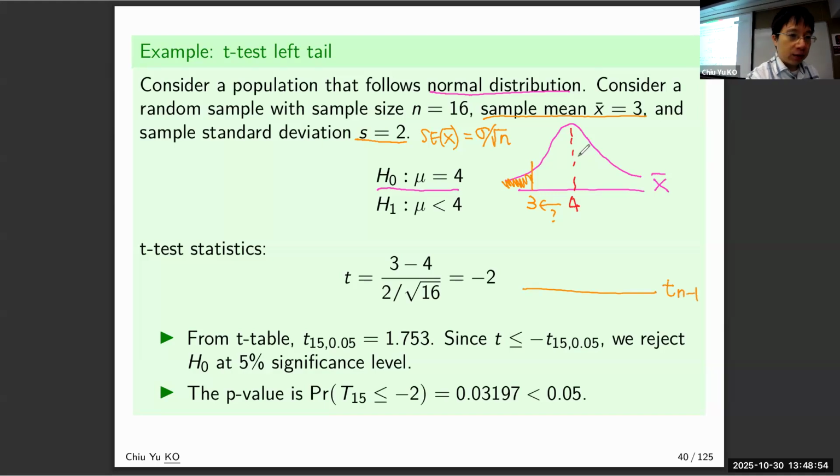Okay. So let's look at the case. 4 becomes 0 here. Okay. And 3 becomes what? Okay. And since we don't know sigma, we are replacing it with this estimator. Our guess will be just S over root n, right? Or this is S of x bar, right?